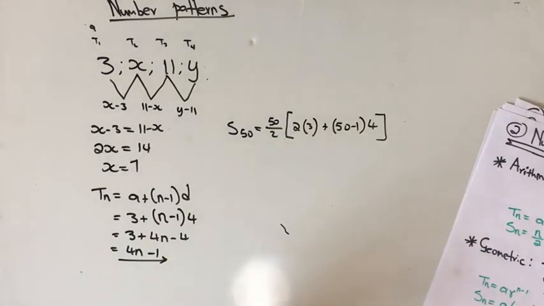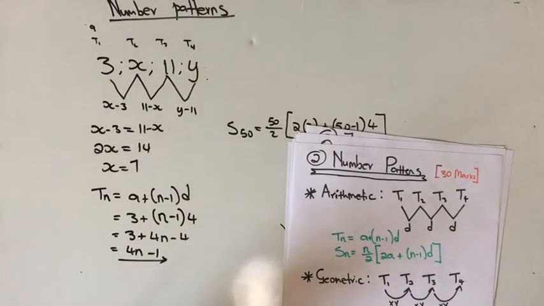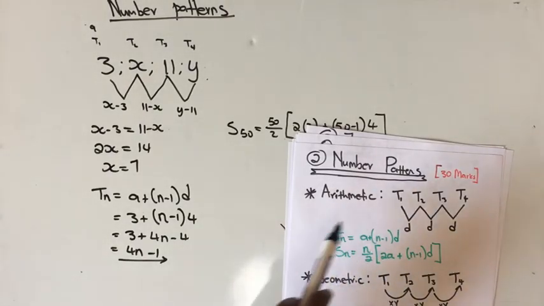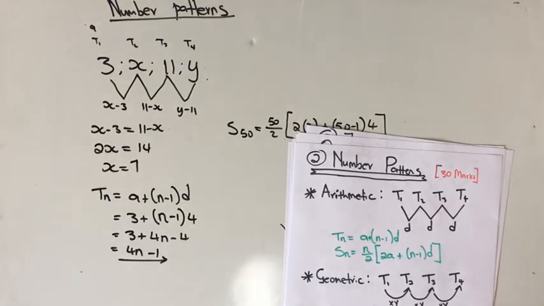So this is all there is to arithmetic sequence. You just need to be able to describe your sequence using your representation of the nth term, and also be able to get the sum of the n terms in that sequence. So that's all there is to arithmetic sequence. Let's quickly recap on geometric and see how it works.